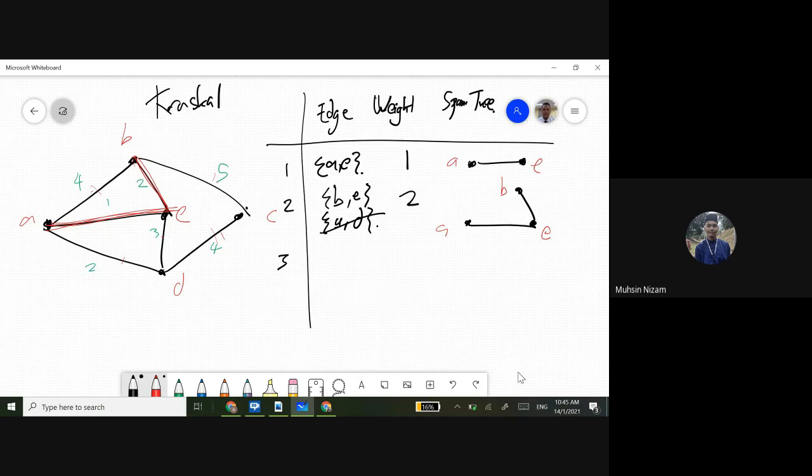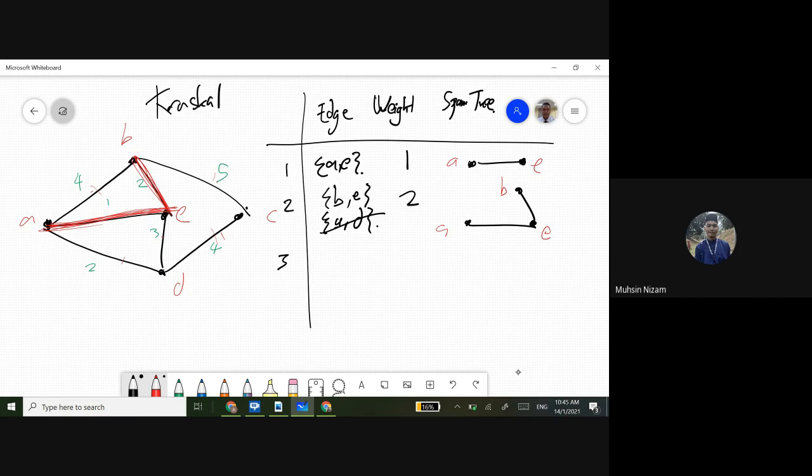Imagine if you use Prim previously, eh? We try to consider which the next edges yang mana yang incident kepada AE dengan BE. Ingat tak yang sebelum ni kita buat? The next chosen edges will be the one which is incident to AE and BE. Itu thinking of Prim.